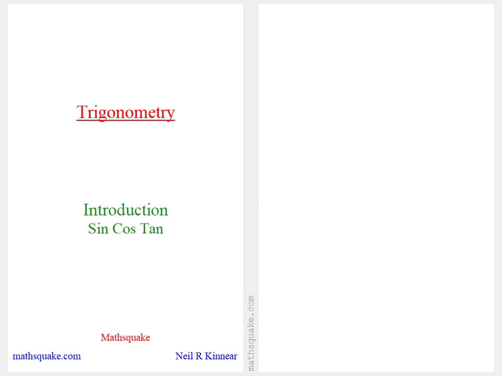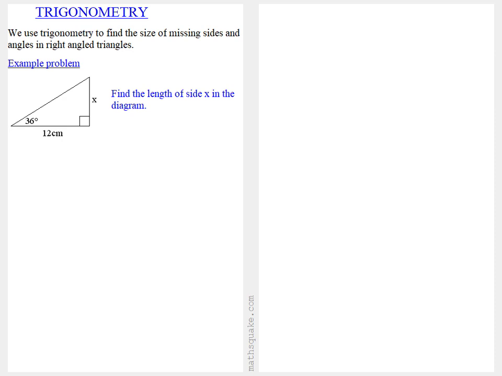Trigonometry, an introduction. Sine, cosine and tangent. We use trigonometry to find the size of missing sides and angles in right-angled triangles. Let's look at an example.